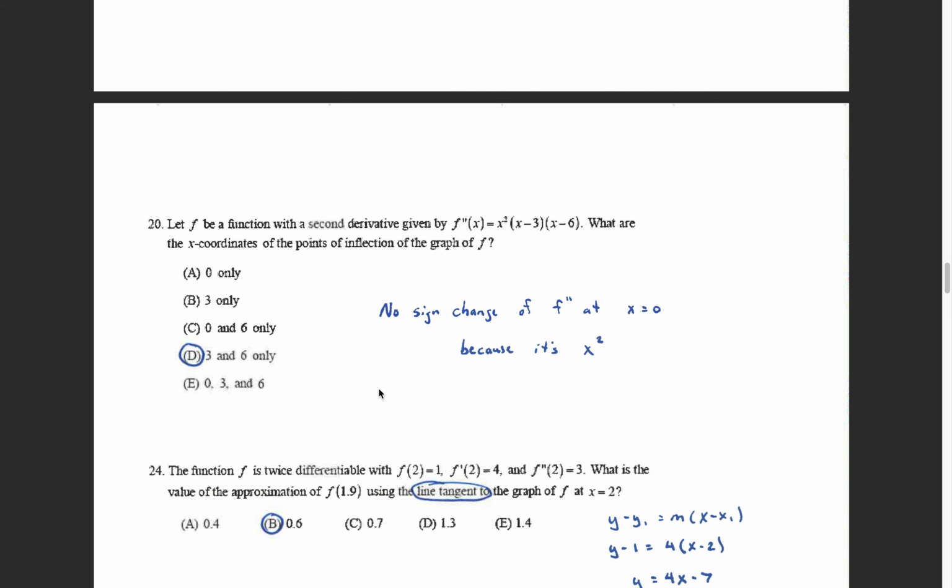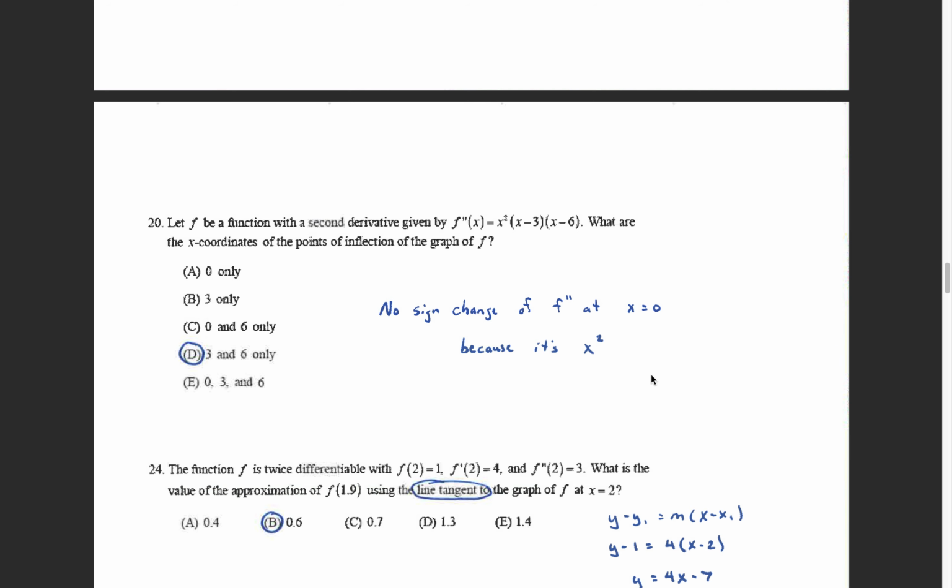20, what are the x-coordinates of the point of inflection? Okay, so this is the second derivative. So 3 and 6 are going to have a sign change. X squared is squared, so there's actually no sign change at f double prime around 0. I probably should have done a number line here and put in 0, 3, and 6, and you could have seen that the second derivative is positive whether you're to the left or the right of 0. It doesn't actually change. It changes when you get bigger than 3, and then it changes again when you get bigger than 6.